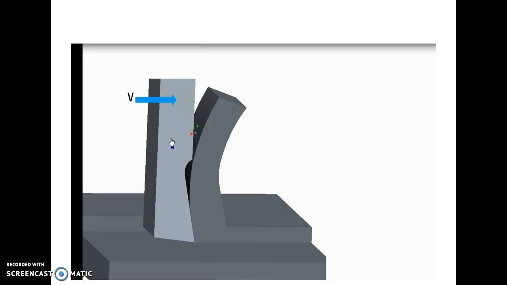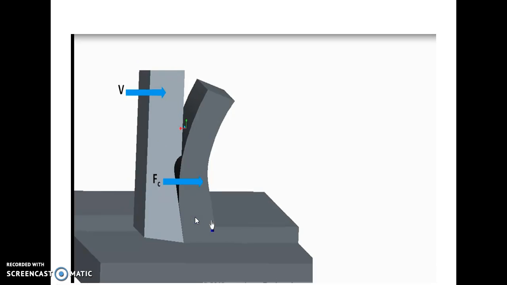This is a tool which is performing a single point cutting operation over this cutting edge, and the tool moves in this direction. For an orthogonal cutting operation, the tool velocity and cutting edge will be perpendicular to each other, and this is the case we are analyzing in this orthogonal cutting operation. And a cutting force Fc should be there in order to overcome the resistance offered by the material during the cutting operation. If you multiply the cutting force and the tool velocity, you will get the power consumption.